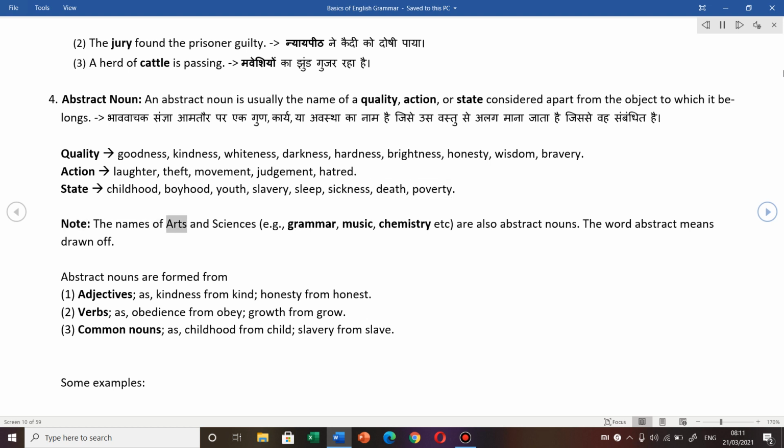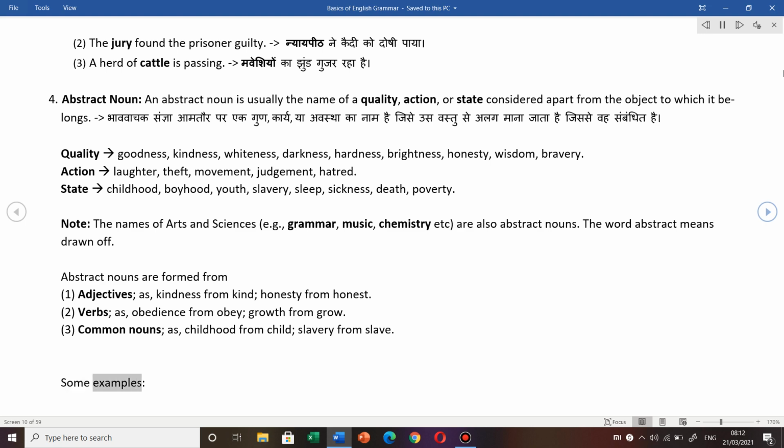Note, the names of arts and sciences, for example, grammar, music, chemistry etc., are also abstract nouns. The word abstract means drawn off. Abstract nouns are formed from: 1. Adjectives, as, kindness from kind, honesty from honest. 2. Verbs, as, obedience from obey, growth from grow. 3. Common nouns, as, childhood from child, slavery from slave.